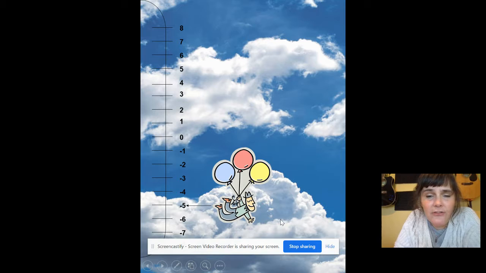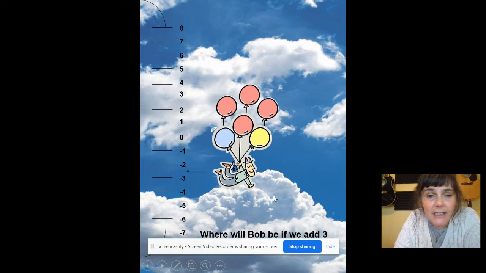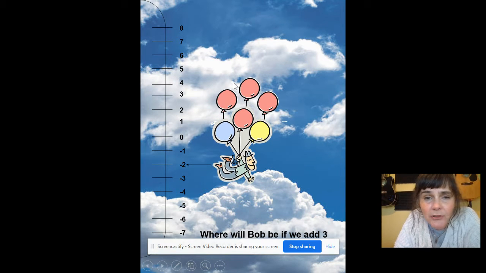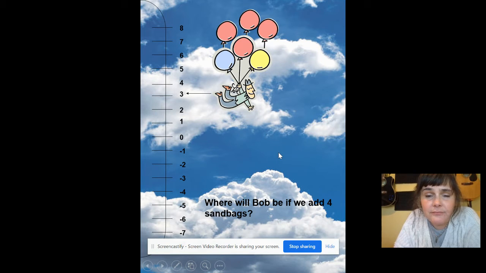Okay, so let's do a couple of problems with this. So we've got negative 5. Bob's going to start on negative 5, and we're going to give him 3 balloons. So negative 5 plus 3 is negative 2, because each balloon makes him go up 1 spot. And if we have 3 balloons, we went 1, 2, and 3. So negative 5 plus 3 is negative 2.